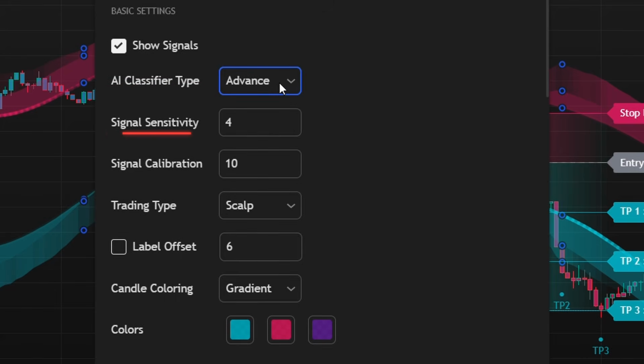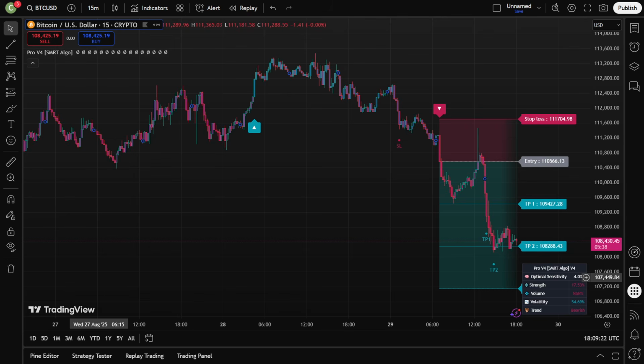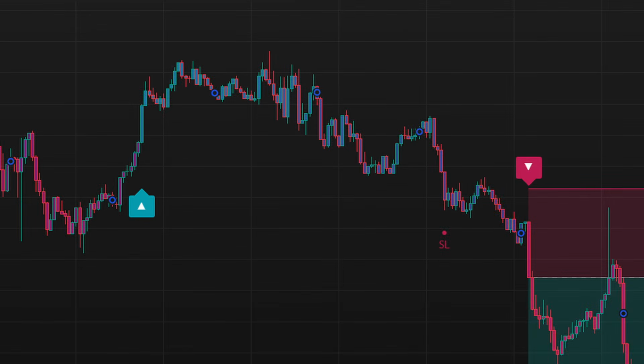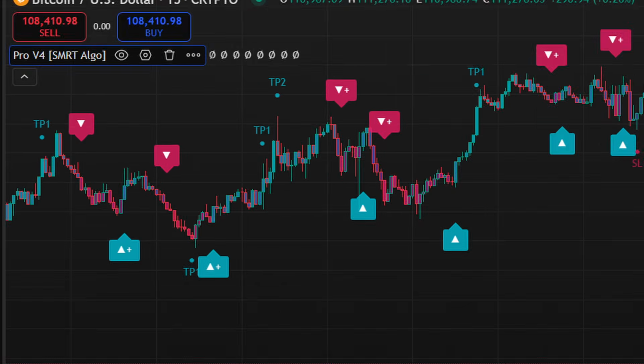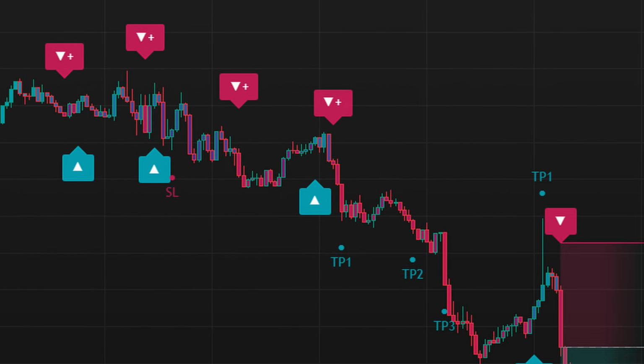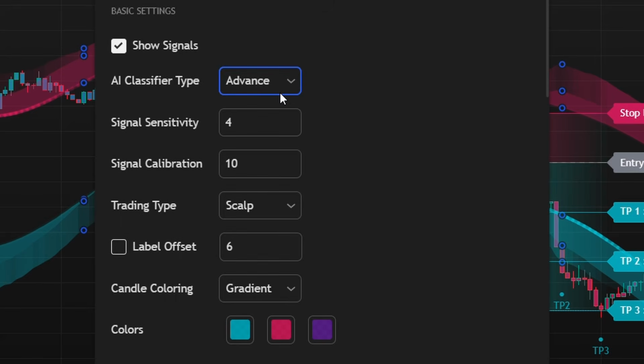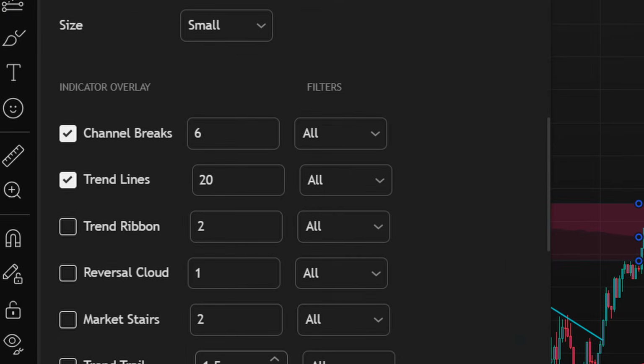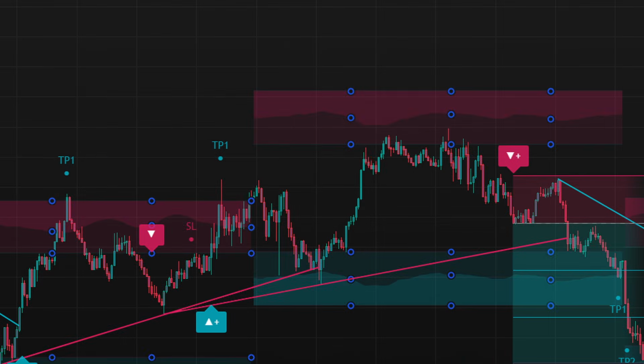The signal sensitivity setting decides how strict the conditions are for generating a signal. Higher sensitivity means less but more accurate signals, while lower sensitivity means more but less accurate signals. Apart from these main settings, we can also change things like candle colors, trade type, and signals calibration. Additionally, features like trend lines and channel breaks can be added to further help us trade.